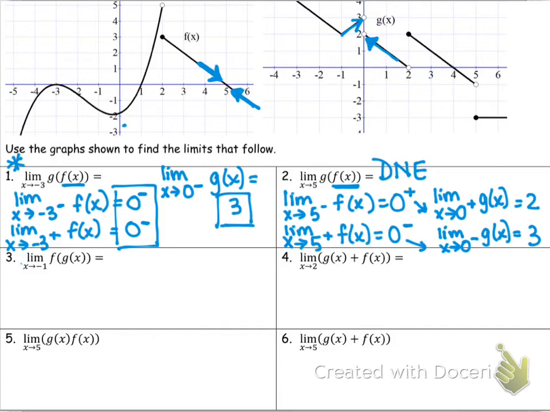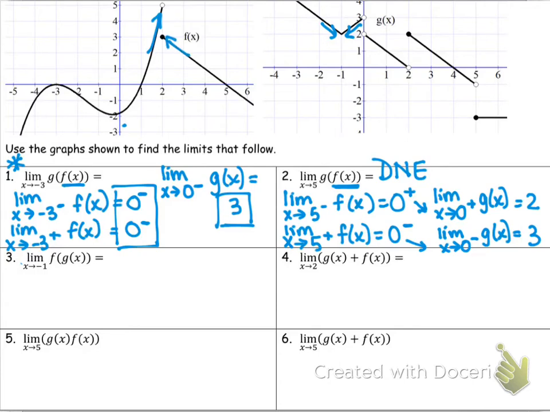So we're taking the limit here as x approaches -1 of f of g of x. So let's look at the limit as x approaches -1 of g of x first. Limit as x approaches -1 of g of x. So both of those limits approaching -1 are approaching 2. And then we're going to go to the second graph and find the limit as x approaches 2 of f of x. And that limit doesn't exist.